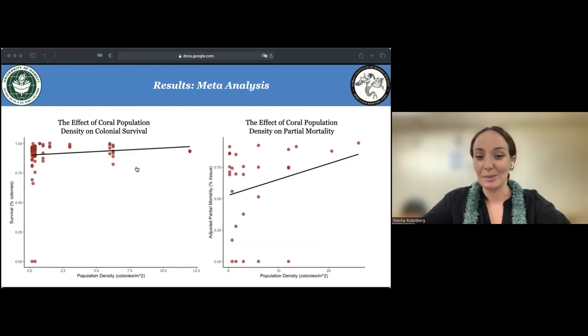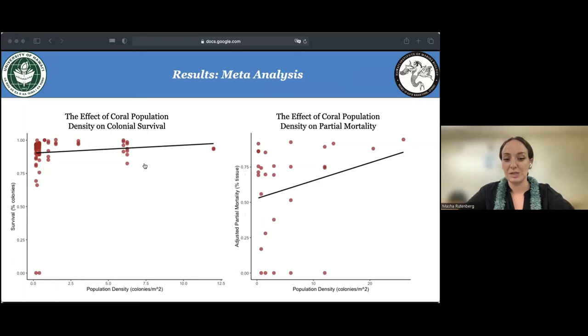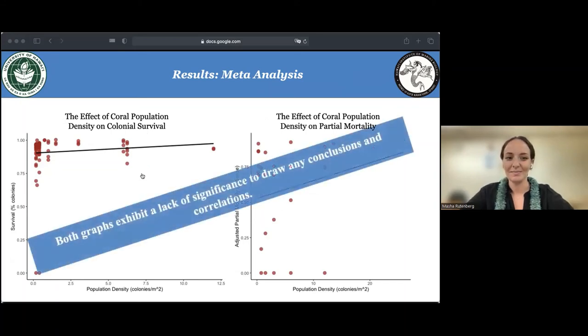The graph on the right is a scatter plot depicting the effects of density on the mortality of corals. The x-axis relates to the population density, and the y-axis relates to the adjusted partial mortality. Data for this graph was adjusted to remove an outlier due to a different collection method from a specific study. The positive slope on this graph indicates that as density increases, so does partial tissue mortality. But both graphs exhibit a lack of significance to draw any conclusions and correlations.